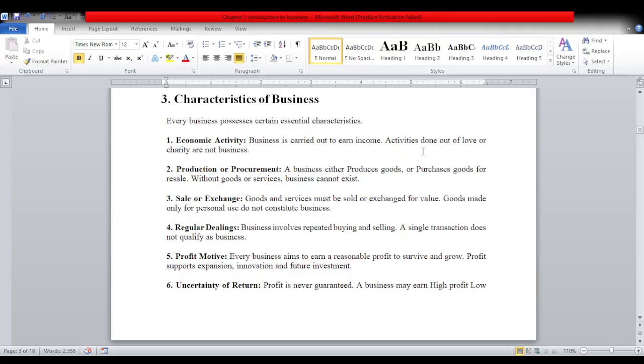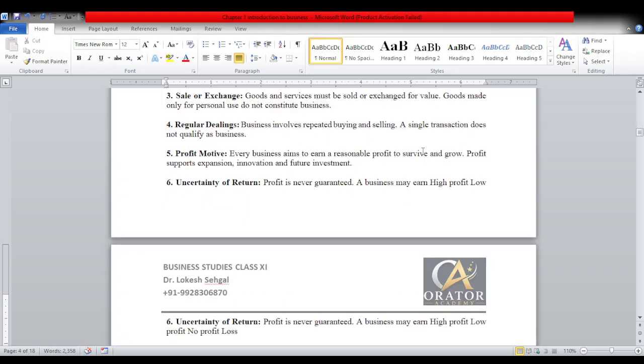Next, it is based on the profit motive. Every business aims to earn a reasonable profit to survive and grow. Profit supports expansion, innovation, and future investment. We have already discussed the same. It has uncertainty of return. So this is a risk we want to discuss.